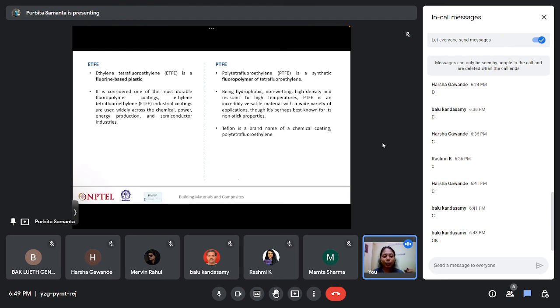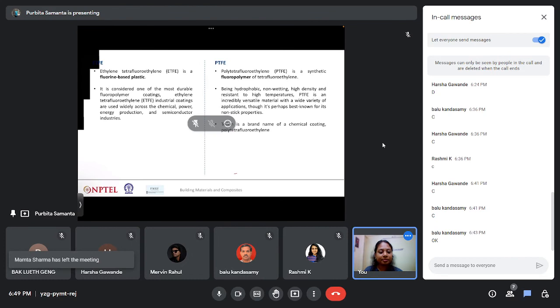And we all know this non-stick application. So PTFE is that particular material which is used over non-stick pans and cooking pans. And there's also a brand name which is known as Teflon. Maybe you all have heard people saying Teflon is used, Teflon is used. Teflon is nothing but the brand name of this particular PTFE, or polytetrafluoroethylene.